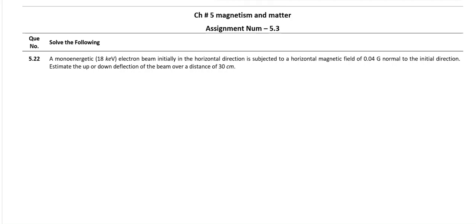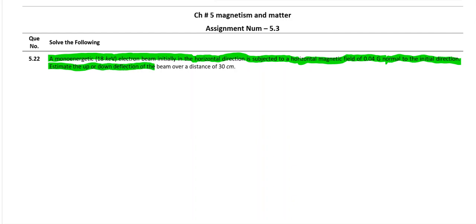Hello students, in this video we have additional exercise problem 5.22 of chapter 5. The question is, a monoenergetic 18 keV electron beam initially in the horizontal direction is subjected to a horizontal magnetic field of 0.04 Gauss, normal to the initial direction. Estimate the up or down deflection of the beam over a distance of 30 centimeter.